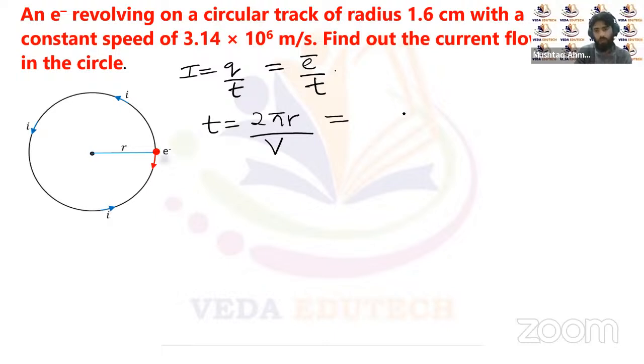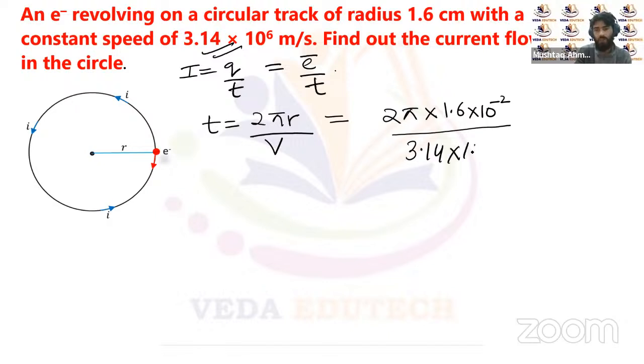So it's 2 pi r, where r is the radius of this circle, and it's given as 1.6 centimeter. We can write it as 1.6 into 10 to the power minus 2 meters, upon the speed of this electron. The speed of this electron is given as 3.14 multiplied by 10 to the power 6 meter per second. So that's the value of the speed of this electron.